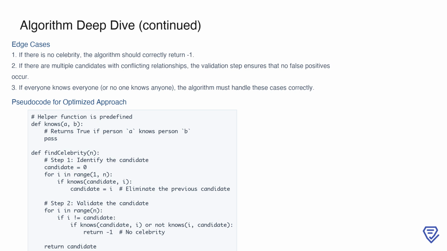The pseudocode for the optimized approach begins with identifying the candidate. Starting with the first person as the initial candidate, we iterate through the group, using the knows function to eliminate non-candidates. Once a candidate is found, we validate them by checking their relationships with all other individuals. If the candidate fails validation, we return -1. Otherwise, we return the candidate as the celebrity. This structured approach ensures clarity and correctness in implementation.